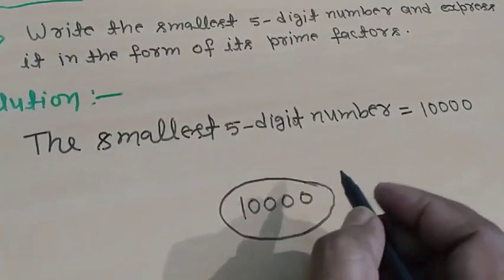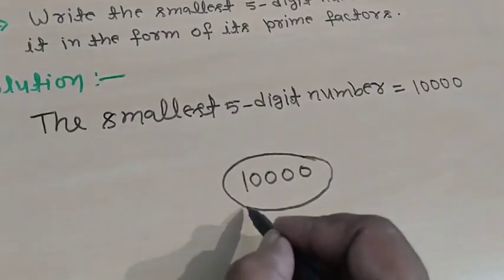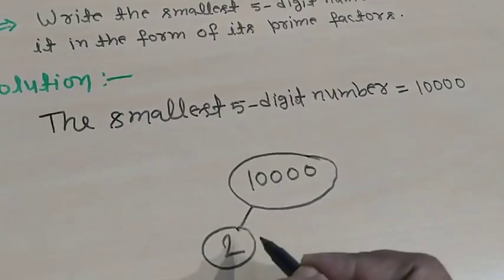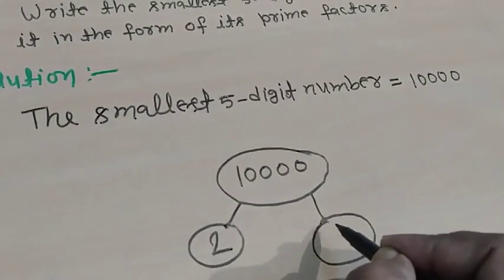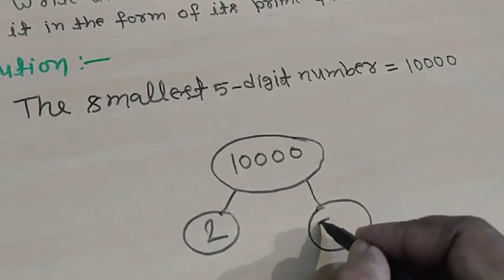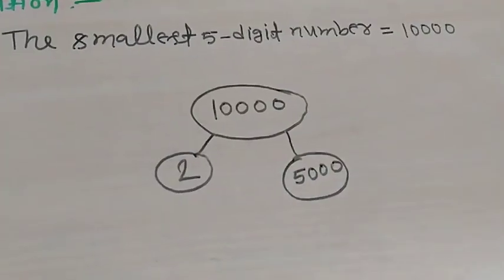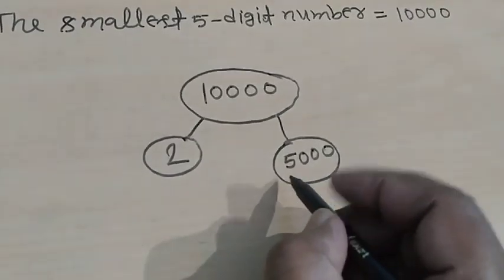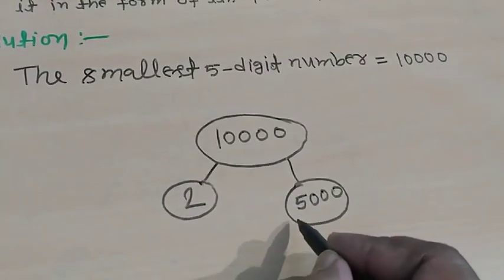Circle it. Which number divides it? 2, because the unit place is 0. We divide only by prime numbers, so here we divide by 2. What is the quotient? The quotient is 5,000. Here you can see the unit place is also 0, and 2 is a prime number because we find prime factors, so we also divide it by 2.